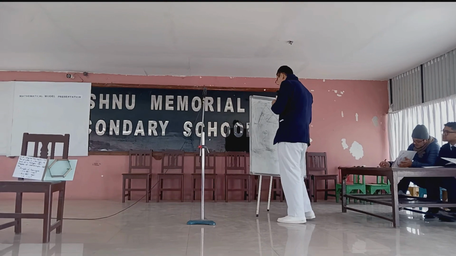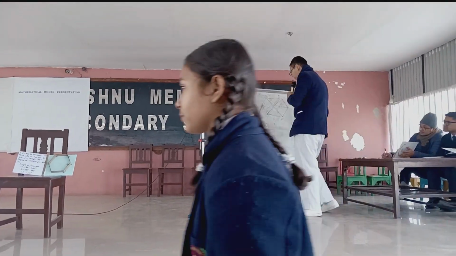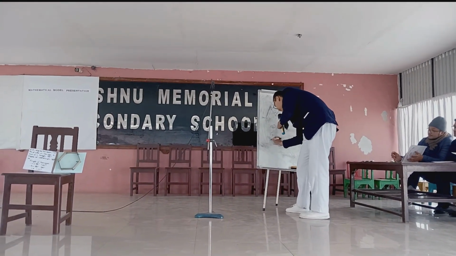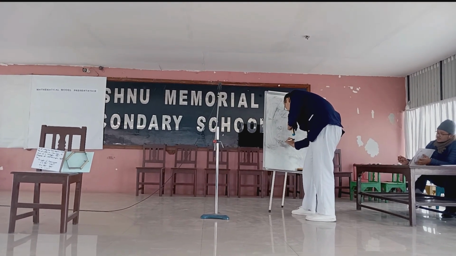So we can attempt to find the interior angle of a hexagon by multiplying 180 into 6.